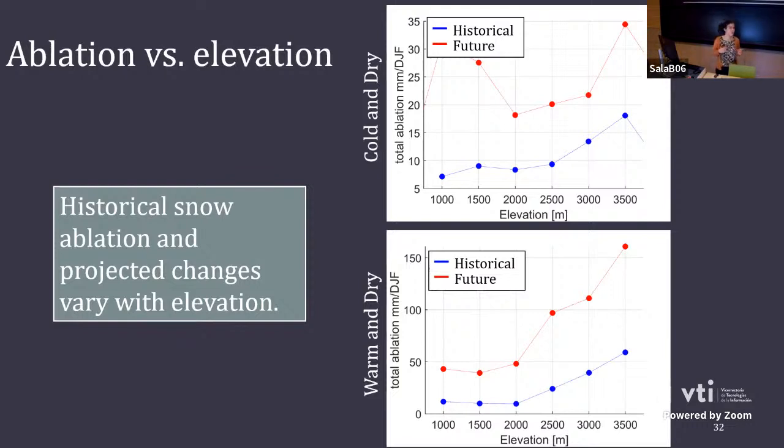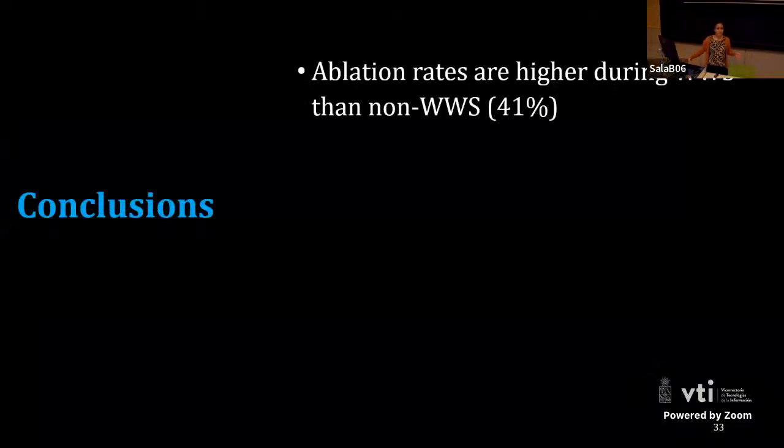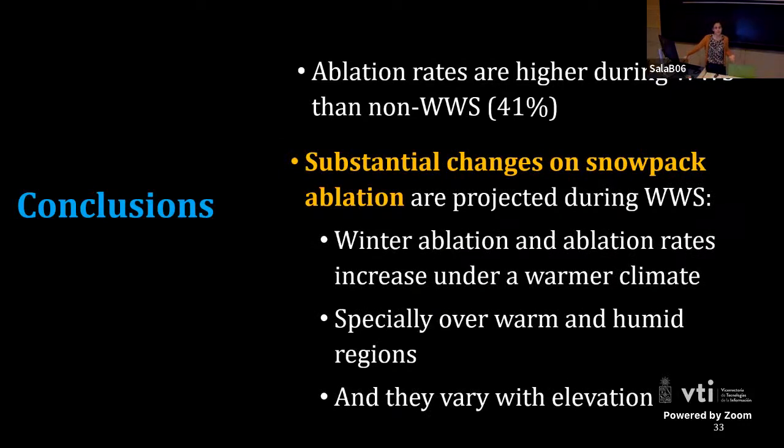It's something that we also see in warmer spells. If we look at changes in the future of the warmer spells, they look like they have a stronger change, more intense changes in the future at higher elevations. So, conclusions here. We found that ablation rates are more important during high temperature levels or winter warmer spells, and there are substantial changes in the snowpack. We have winter ablation and ablation rate increasing in the future, especially over the coastal mountains, and they vary with elevation. So that's all about my study.